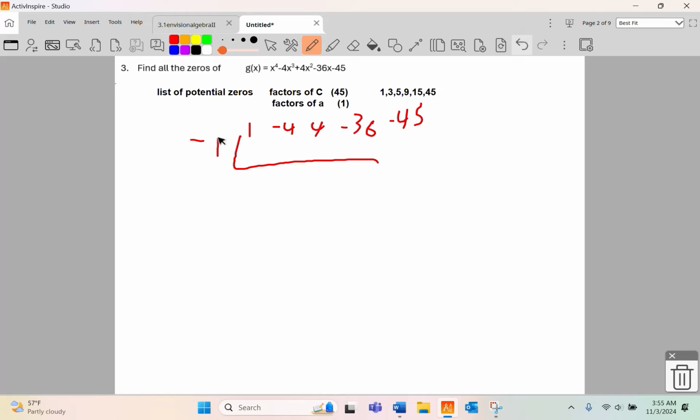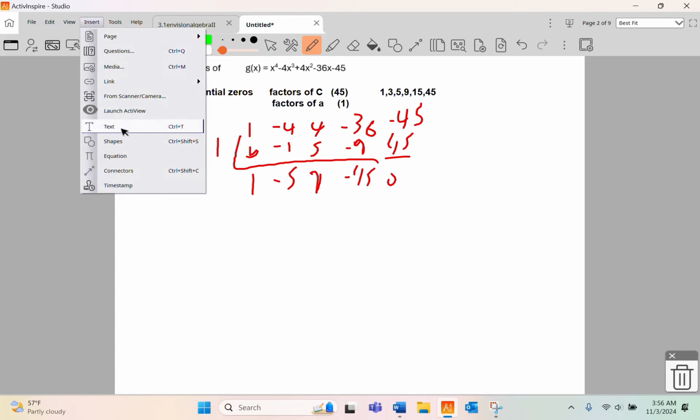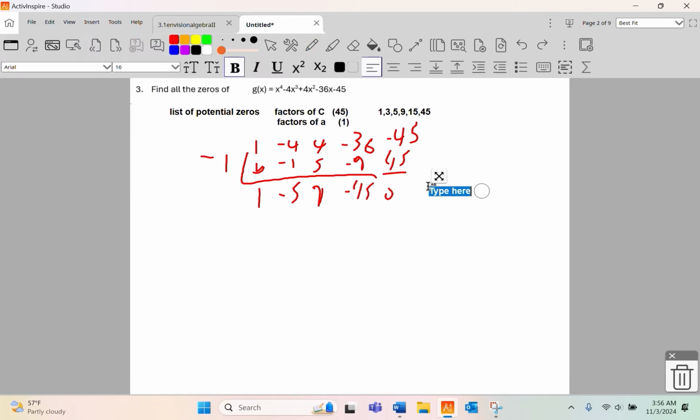Let's try 1. Drop it, we get 1. Add, we get -5. Multiply, we get 5. Add, we get -9... sweet. -45, +45. There's a 0. So 1 worked. And I've got to find something else because the goal is to reduce to a quadratic so I can do something else. Do remember that. The goal is to reduce to a quadratic.